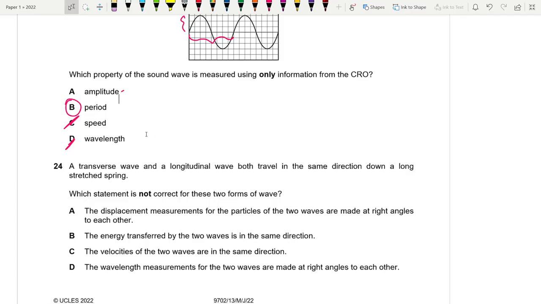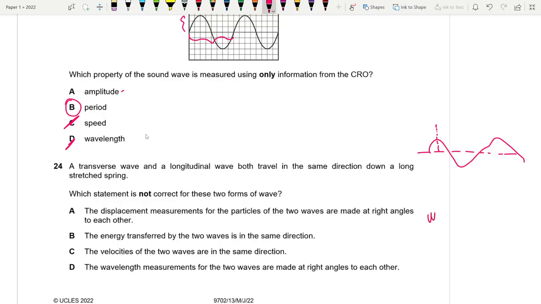24. A transverse wave and a longitudinal wave both travel in the same direction down a long stretched string. Which statement is not correct for these two forms of waves? The displacement measurements for the particles of the two waves are made at right angles to each other. The displacement for the transverse wave is made at right angles. To each other. They're talking about to each other, right?